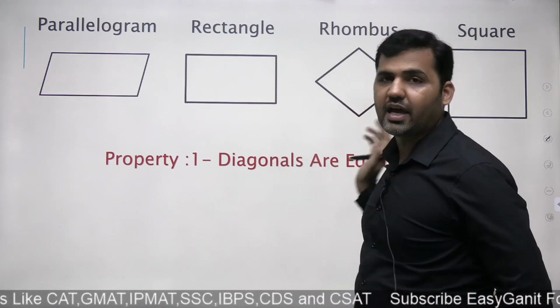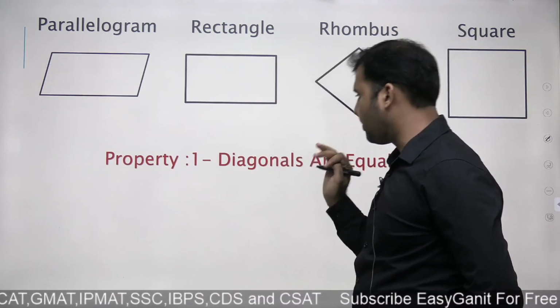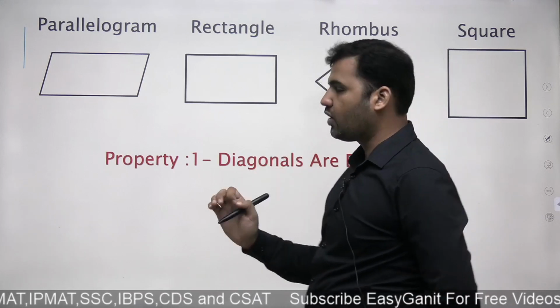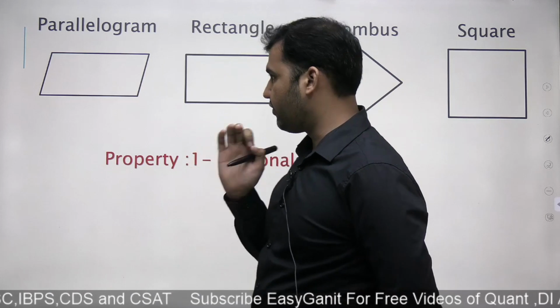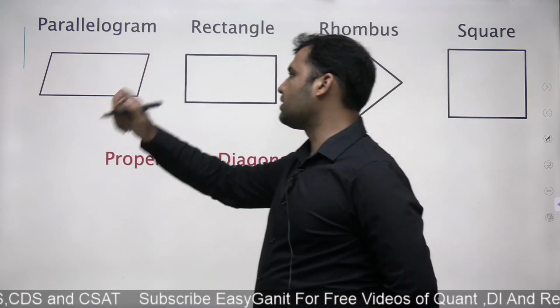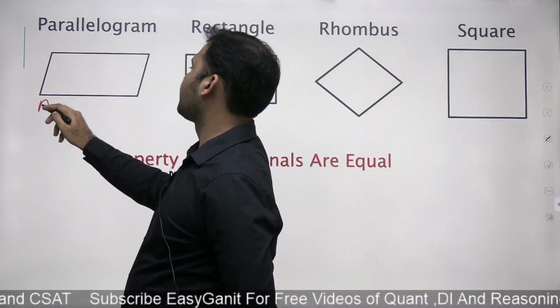I'm not saying कि चारों में diagonals equal होते हैं. This is just a property that if I have to find out what are those quadrilaterals where diagonals are equal, so I'll just identify them with proof now. See guys, we have this parallelogram ABCD, right?